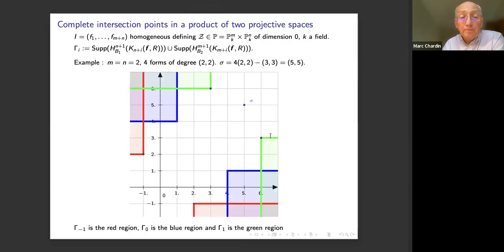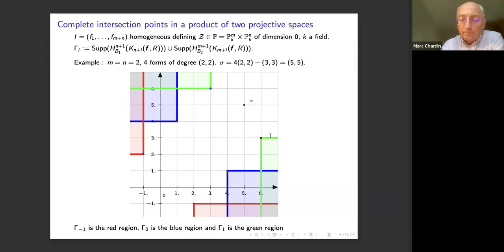And so that's the picture. So this support of the Koszul module in that case looks like this. I pictured the 3 regions, gamma I. I pictured gamma -1, gamma 0, and gamma 1 because these will be the ones that will be useful to us. Okay. So this gives 3 regions of this type, where you start from a point, and you see very well on the picture what these look like. And you have this degree sigma, which is here (5,5).